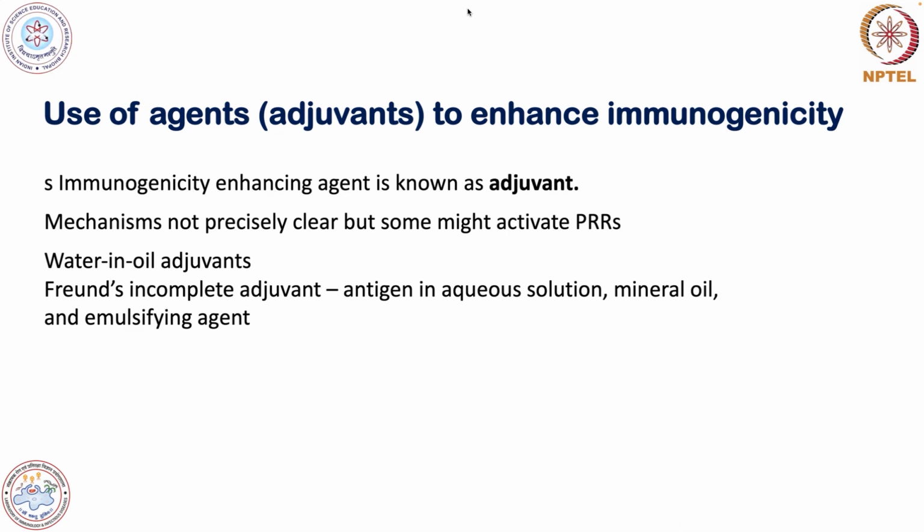You can make an emulsion. Emulsion is basically an insoluble kind of state of antigen. For example, you can see that there is a water in oil adjuvant. This water in oil adjuvant, we use in animals and particularly in mice. We call it Freund's incomplete adjuvant. Basically the antigen is present in aqueous form, and you mix it with mineral oil. Mineral oil is like an oil kind of thing. It is a high molecular weight hydrocarbon.